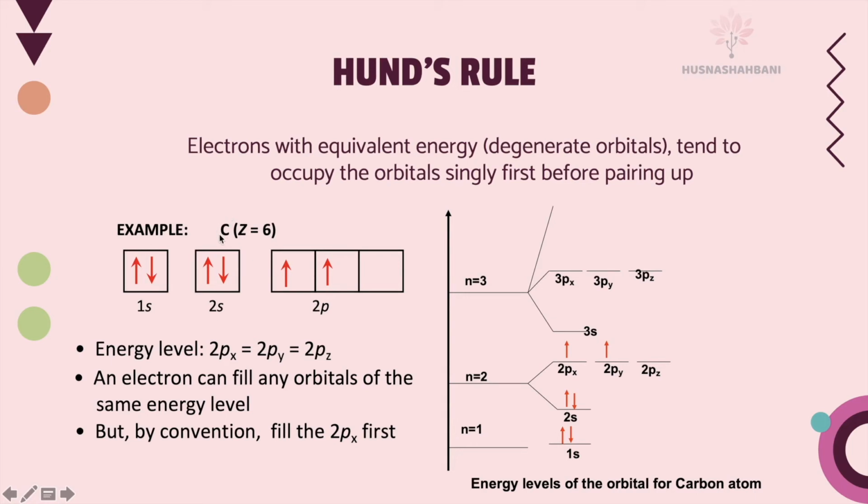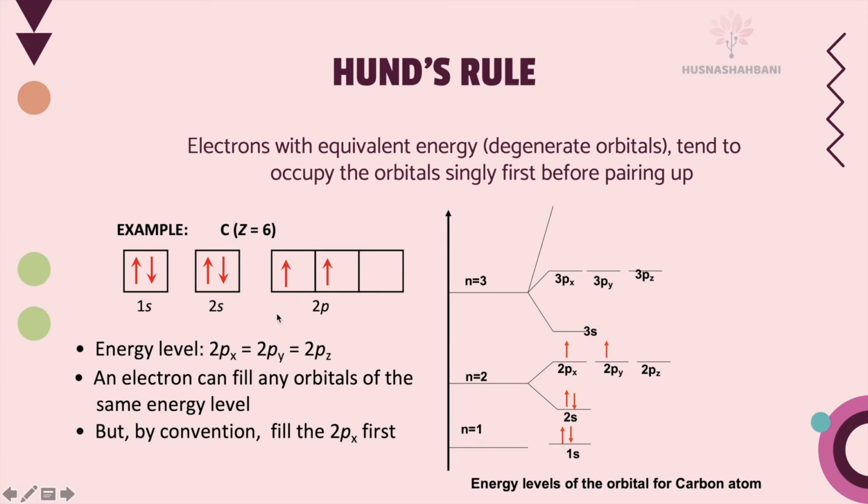For example, carbon, six protons means six electrons. So we have to fill six electrons in the orbitals. We fill 1s first, two electrons, 2s, two electrons, so four electrons in total. We need another two because carbon has six electrons. So the other two you must fill in 2p. We have px, py, pz. You must label this 2p.